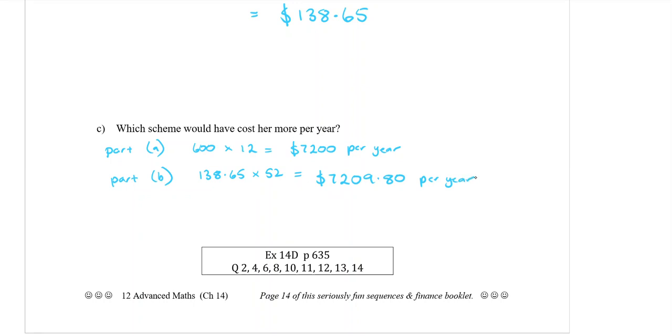So you can see Part B is costing more. Oh, I was wrong. Look at that. It actually looks like Part B is costing them more. Did I times that right? It must be those extra few days that I wasn't counting in my weeks that makes all the difference. So therefore, the scheme in Part B would cost more. They're putting in an extra $9.80 over the year. Not by much.